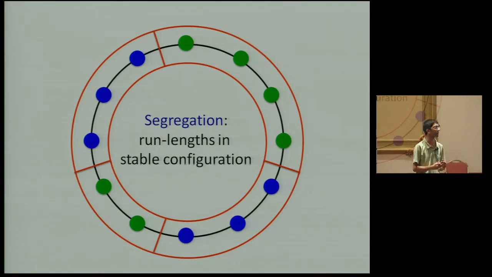You can consider the most segregated case to be when it is completely blue on one side and green on the other, which would have run length n. Whereas a less segregated case would be when the run lengths are shorter. So intuitively, segregation corresponds to longer run lengths and integration corresponds to shorter run lengths.